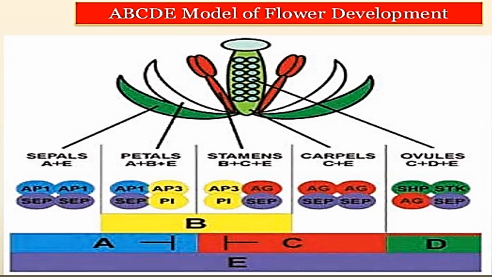When the class A gene is present along with the class E genes, then there is a formation of sepal. When class A, B and E genes are present together, they form petals. And when class B, C and E genes are present together, they form stamens. When class C and E genes are present together, they form carpel. And for the formation of ovule, there is a presence of class C, D and E genes.